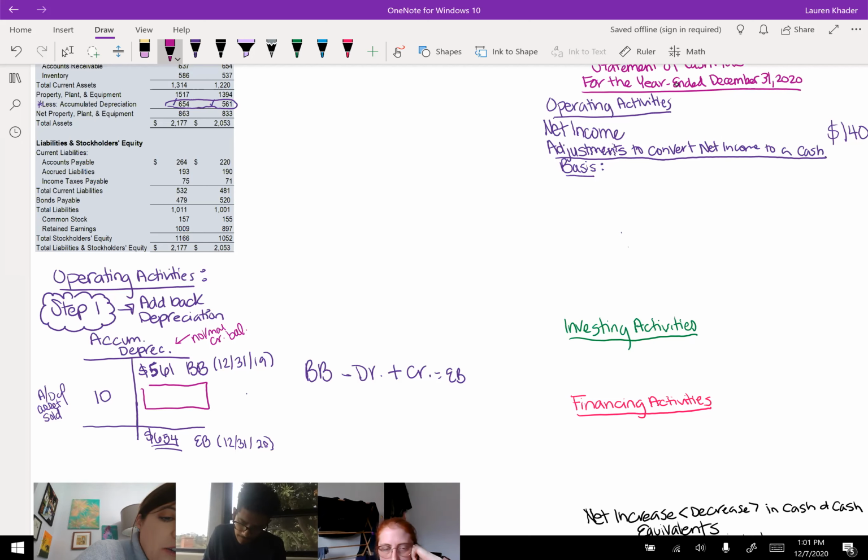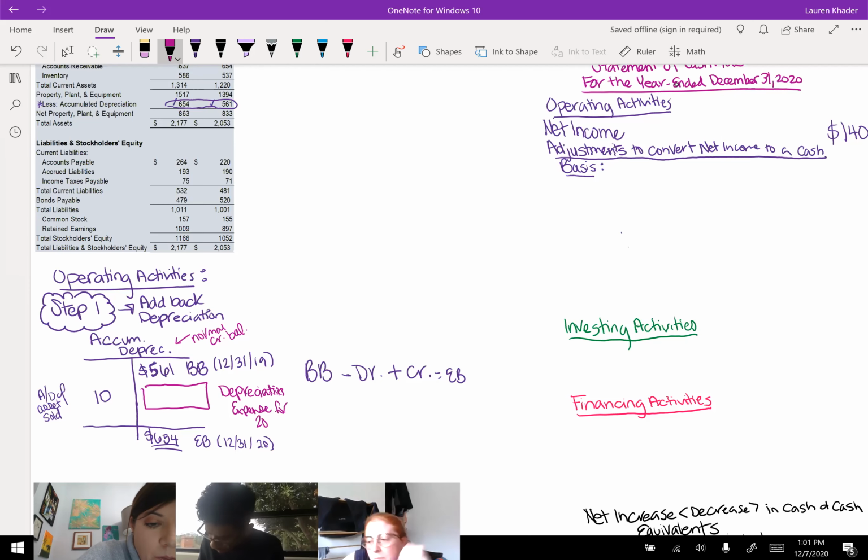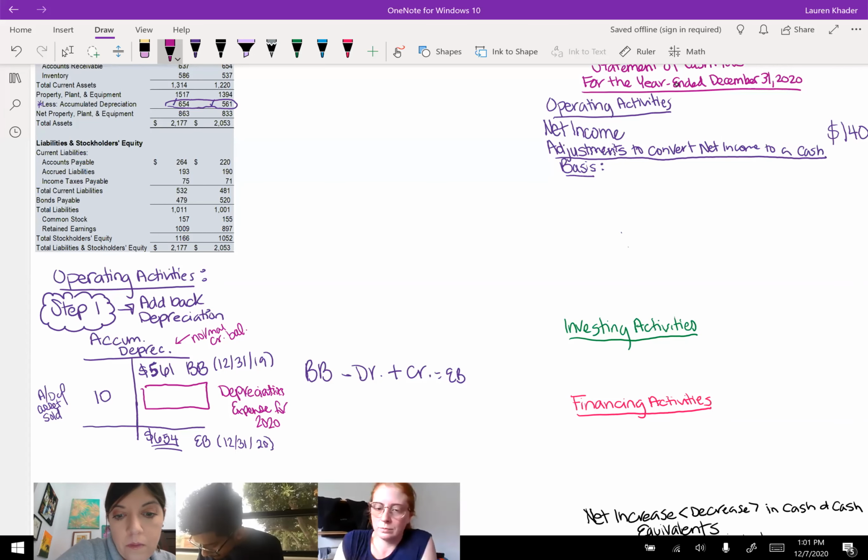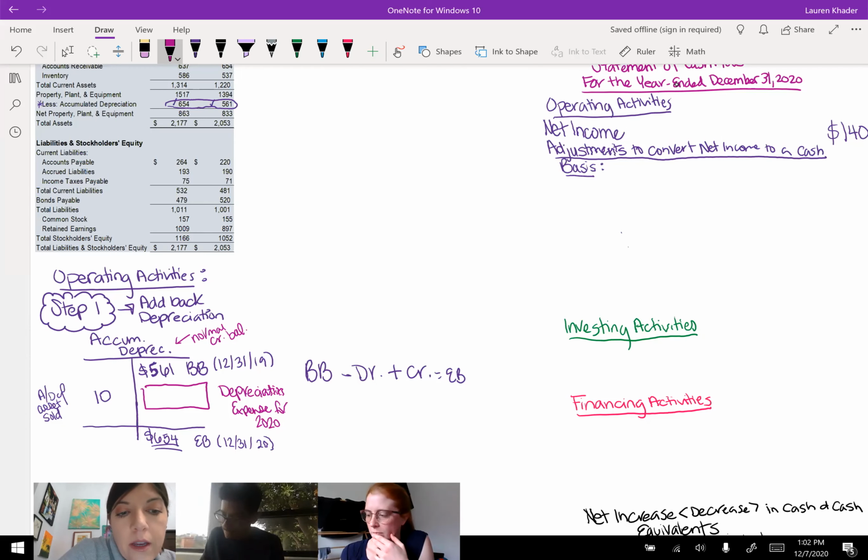What we need to back into is depreciation expense for the period. And we'll take 561, the beginning balance, minus those debits, which is the accumulated depreciation of the asset sold. So 561 minus 10 gives us 551. We're going to compare that to our 654, which is our ending balance. How much is depreciation expense for the period?